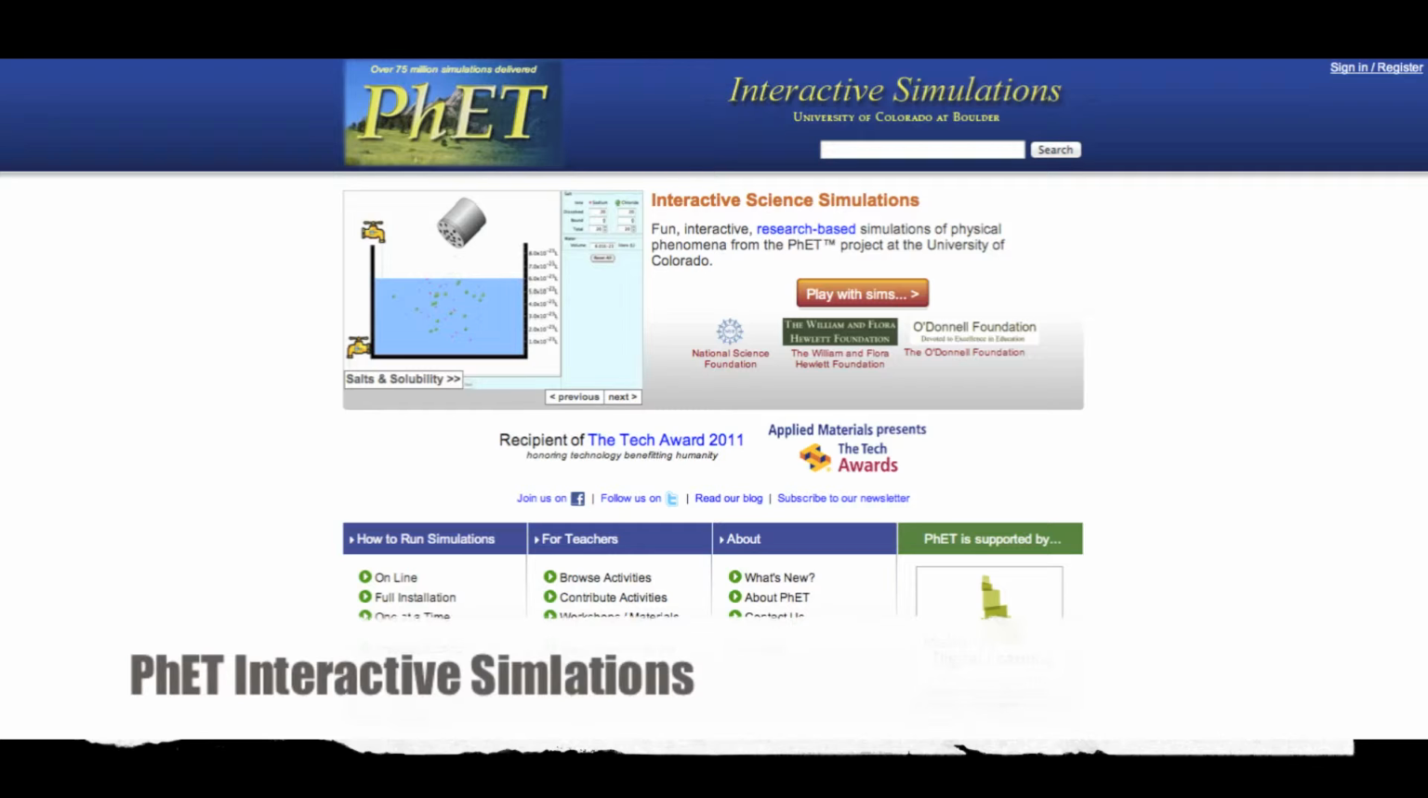Simulations are also very helpful in the science classroom. PhET is a website by the University of Colorado at Boulder, and this site provides students the opportunity to participate in interactive science simulations. This allows students to experiment safely and have multiple attempts at science experiments.